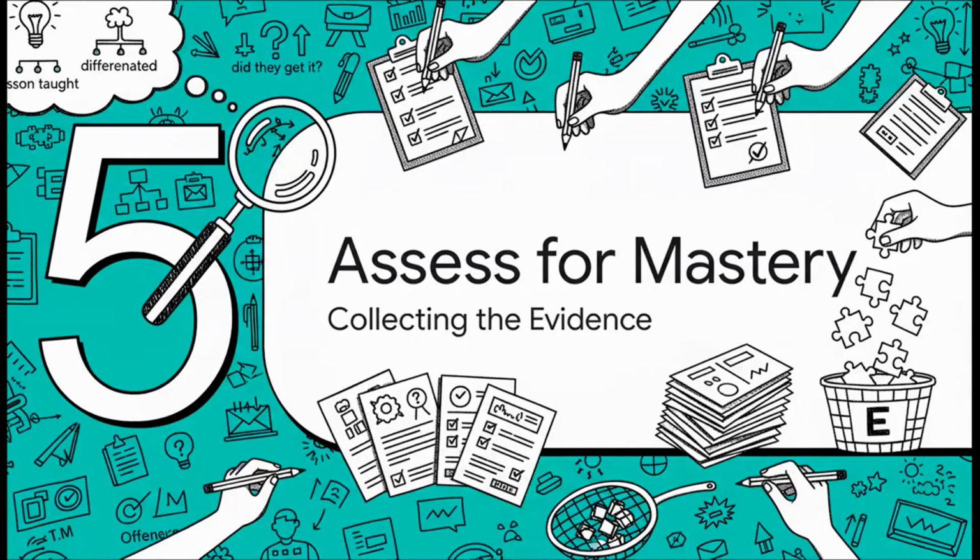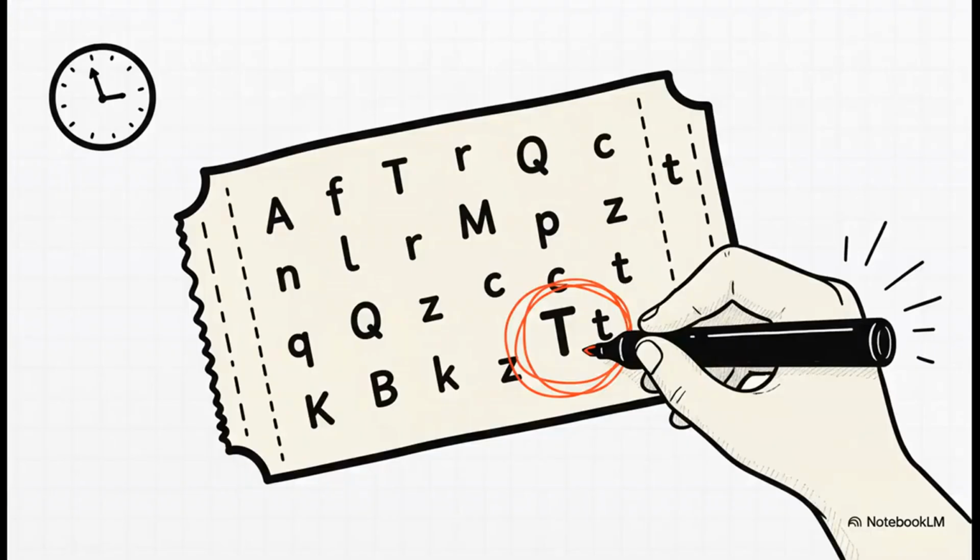So, we've taught the lesson, we've differentiated. Now comes the most important question. Did they actually get it? It's time to collect the evidence. The exit ticket is our best friend here. It is a fast, super low-stakes way to see what students learned. A simple prompt like, circle all the capital and lowercase t's on this page, gives us exactly the data we need without taking up a ton of time.